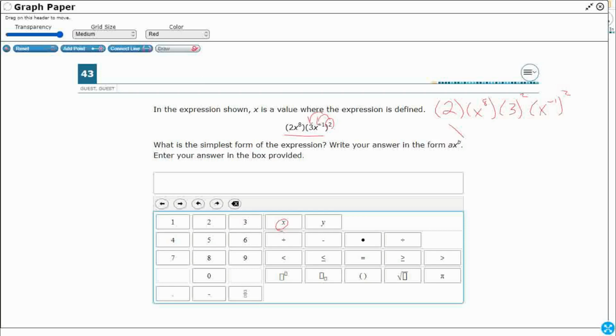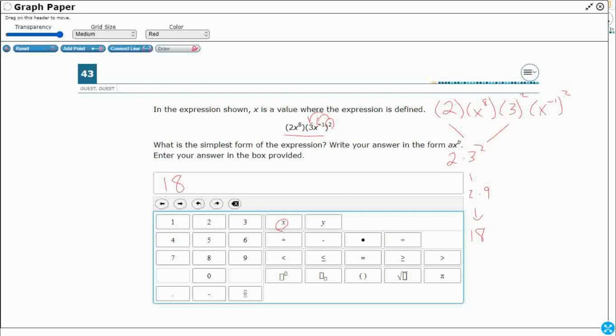because what I want to do is take my coefficients and multiply them first. So 2 times 3 squared, that's going to end up being 2 times 9. Okay, so I've got 18. All right, so I can live with that. I've got 18 something. That's what I need to type in.